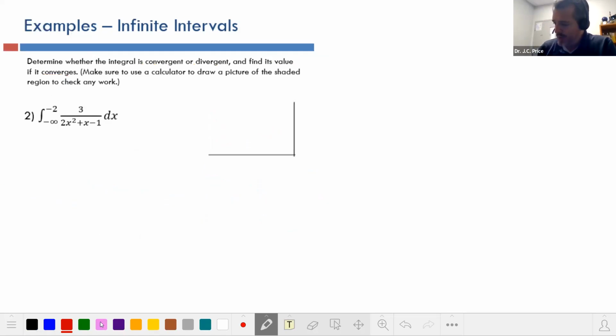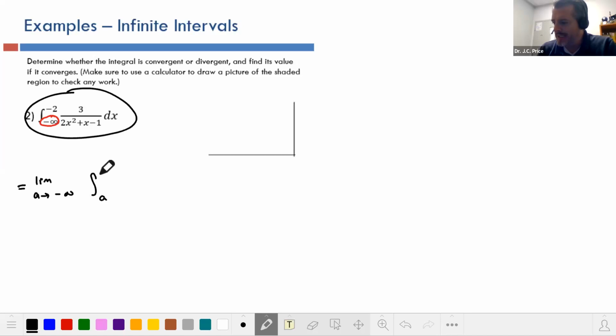So now we're going to switch over. Now I have negative infinity as my lower limit. So to make sense of this improper integral, what we're going to do is rewrite this as the limit as a goes to negative infinity of the integral from a to negative 2 of 3 divided by 2x squared plus x minus 1 dx.